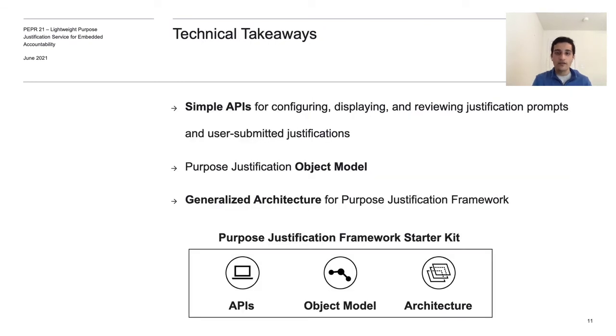Before I hand it back over to Yang, I wanted to go over some concrete technical takeaways from this presentation so far. The APIs, object model, and architecture that we presented can serve as a starter kit for implementing your own purpose justification framework. The simple API endpoints and object model highlight the importance of developing intuitive and legible governance workflows, and the architecture we described helps engineers and product teams implement this purpose justification framework to scale across a variety of potentially heterogeneous microservices. And with that, I'm going to hand it back to Yang for some final observations.